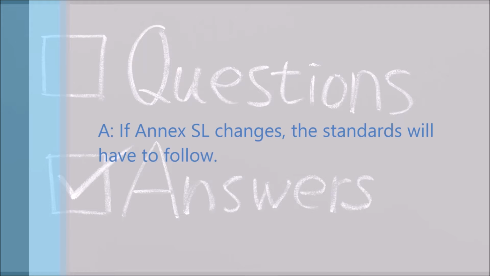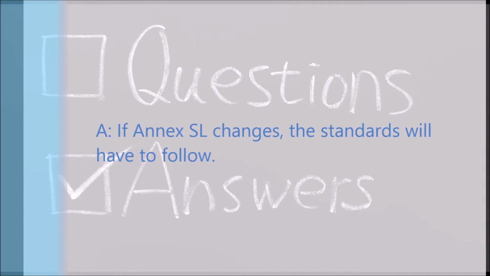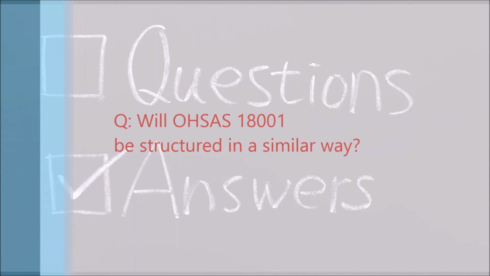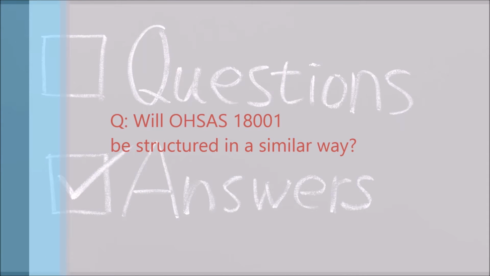It'll probably go along the lines of a 9001 change. I can't see them changing it for any other reason, but we don't know because it's still early days. But yes, a management system like ISO 9001 or 14001, or whichever management system, would have to change if Annex SL changed. Another question here is, will the 18001 standard, which is the occupational health and safety standard, be structured in a similar way?